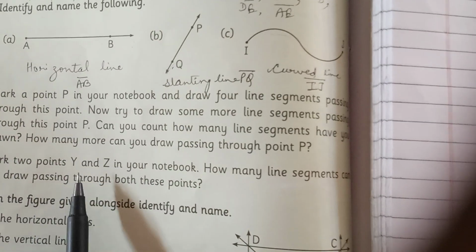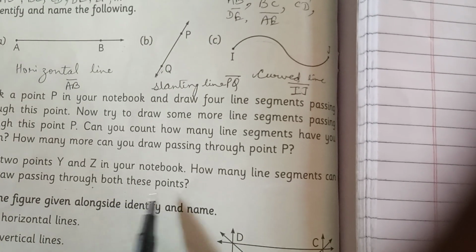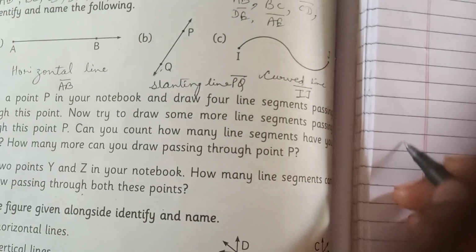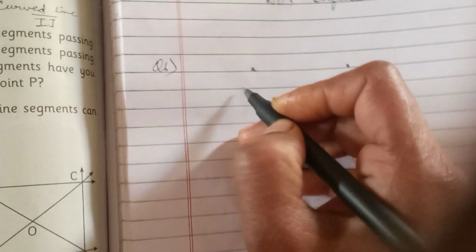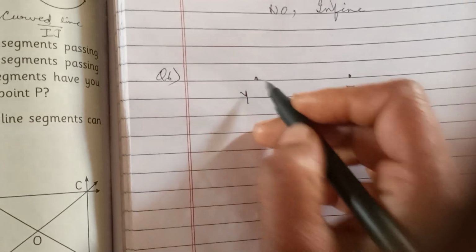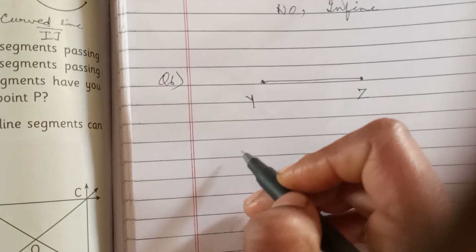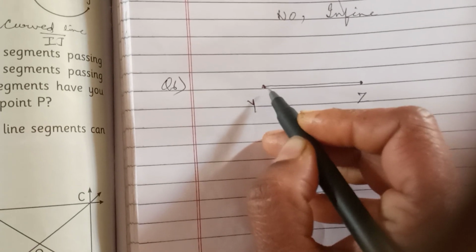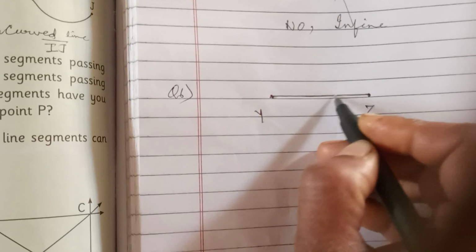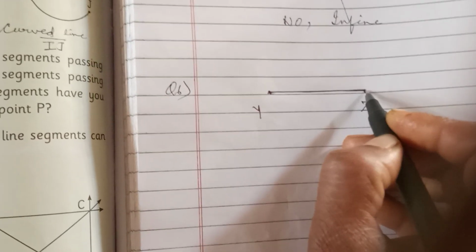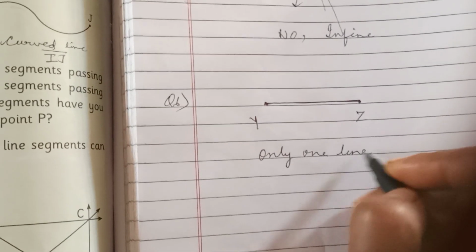Question number 6. Mark 2 points Y and Z in your notebook. How many line segments can you draw passing through these points? So again children, do it in your copy. We are marking 2 points, that is Y and Z. Now you have to draw a line segment passing through YZ like this. Now how many line segments can you draw passing through YZ? If you try to draw again and again, you will get only this single line. Isn't it? So we can draw only one line passing through 2 points.